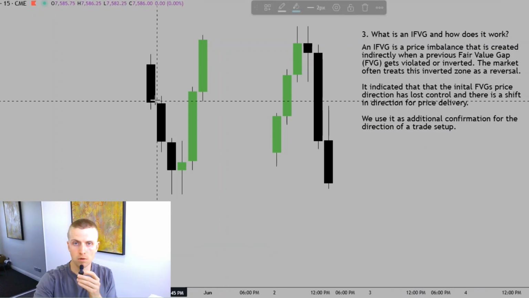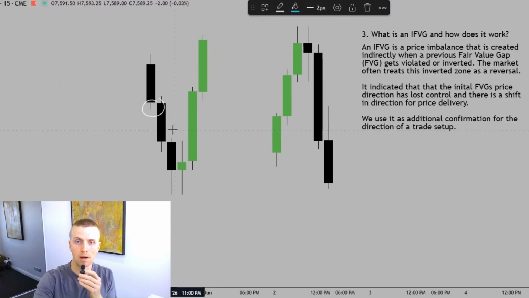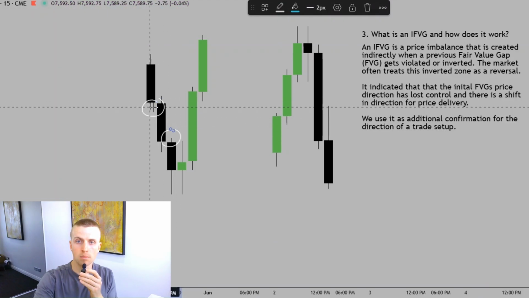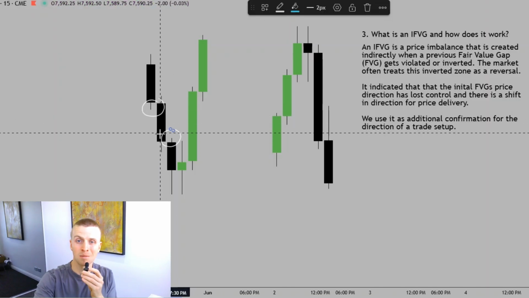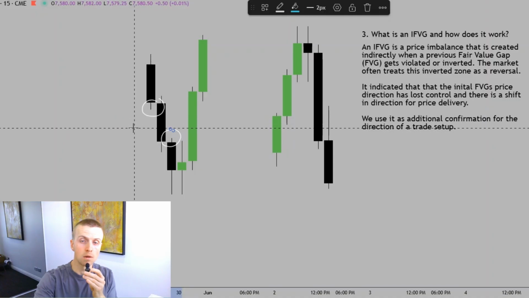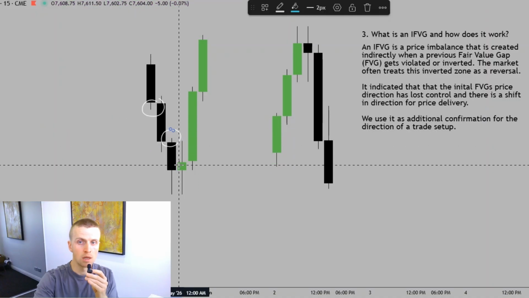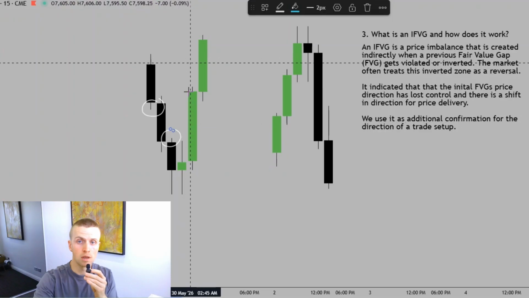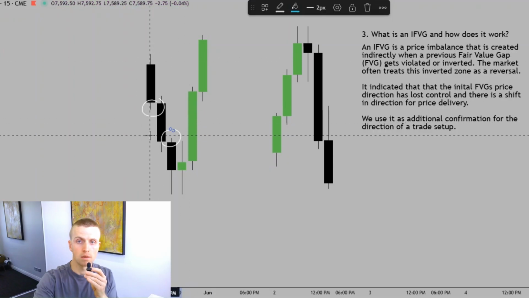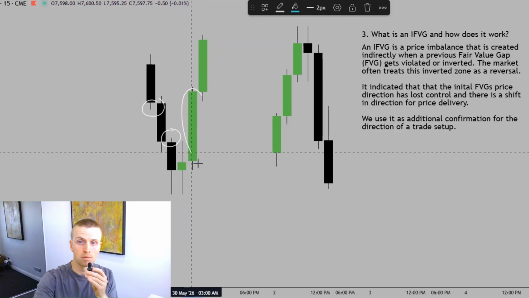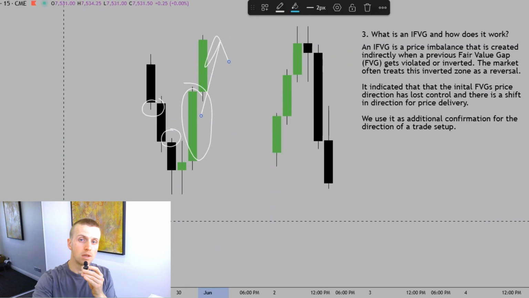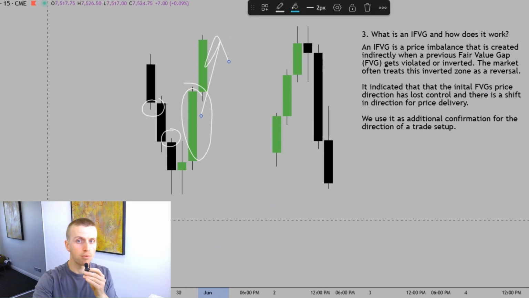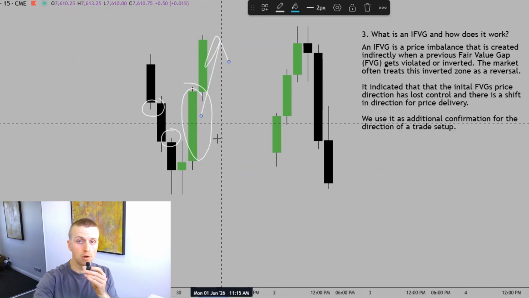So to start it off, you create a normal fair value gap. The bottom wick and this top wick left a gap in the middle candle, creating the first fair value gap. Now price has reversed, completely engulfing the gap on this candle, sending price straight up. This is a classic signal that price is reversing, and it's called an inverted fair value gap.